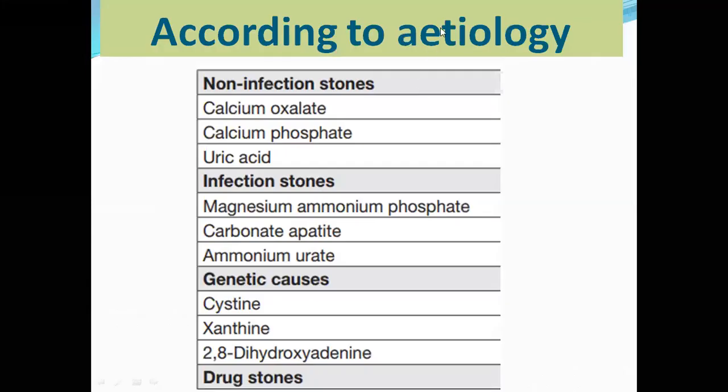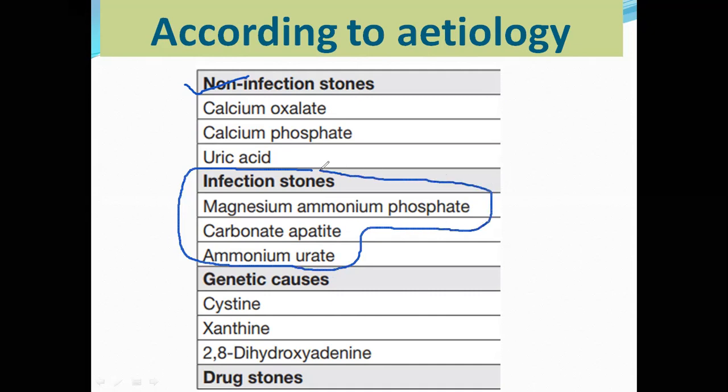So another way to classify the stone is etiology. So that is non-infectious, meaning not associated with infection. Infectious means the most common infection stone is strawberry stone, that is magnesium ammonium phosphate stone. Other stones like carbonate and ammonium are also there. Genetic cause, I've already told you, cystine and xanthine are purely genetic disorders where it's a very rare stone. And the drug stone, I've already told you, the most common are silicate and the indinavir drugs.